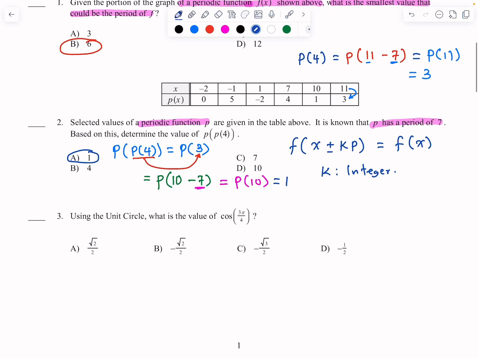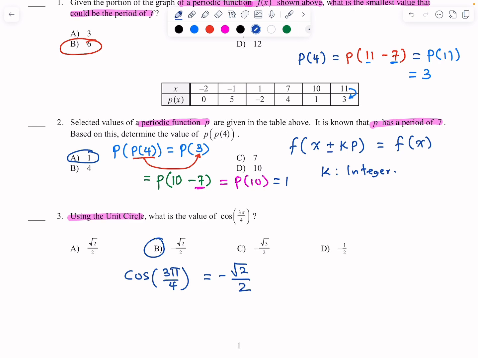Now let's look at question number 3. For this question, you have to know your unit circle. Looking at your unit circle real quick, cosine of 3 pi over 4 from your unit circle is going to give you negative square root of 2 divided by 2.